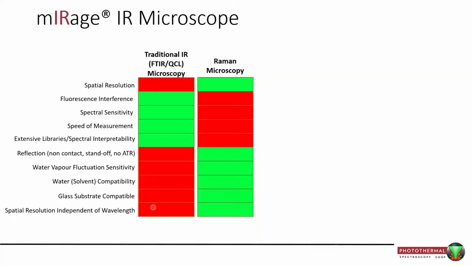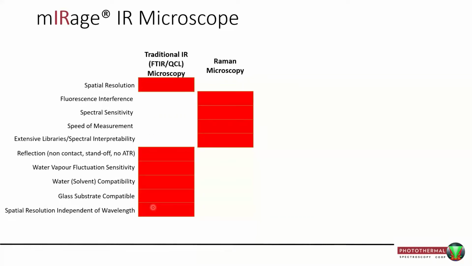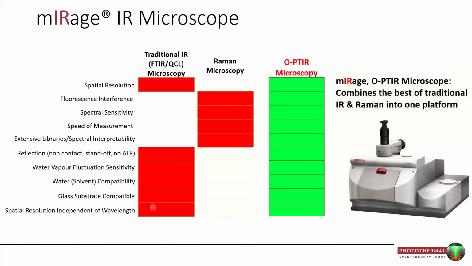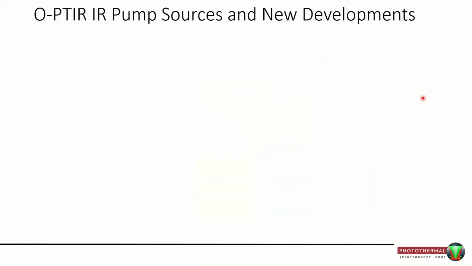So if you look at that, it's no surprise that most labs will have two instruments, depending on the needs of the experiment. You may go to one or the other. In fact, you may even take the same sample and measure it on both, and then try with difficulty to find the exact same spot. But what we're doing with the O-PTIR technique is we're taking literally the best of those and putting them into a single microscope. That's my favorite animation, because it really does show how we combine the best of infrared and Raman into a single platform.